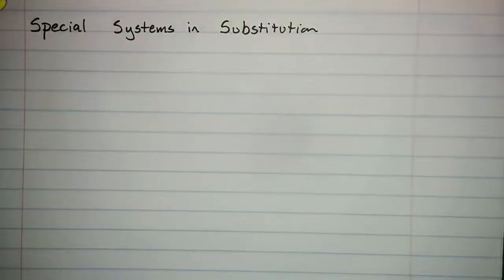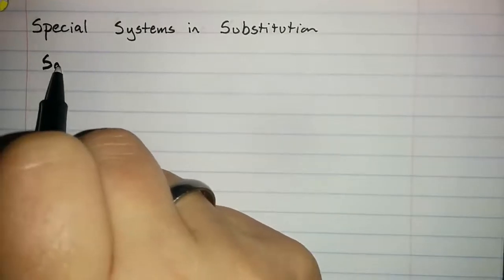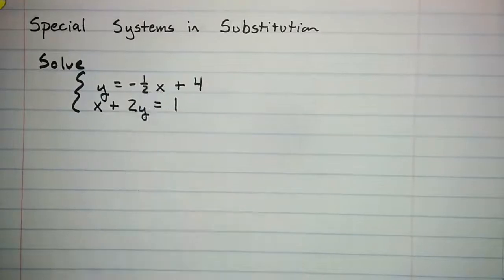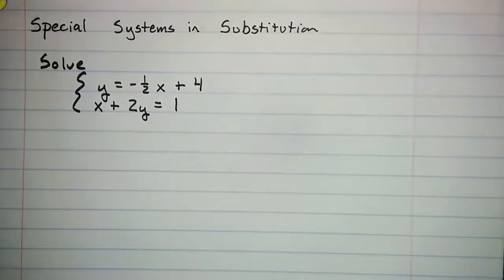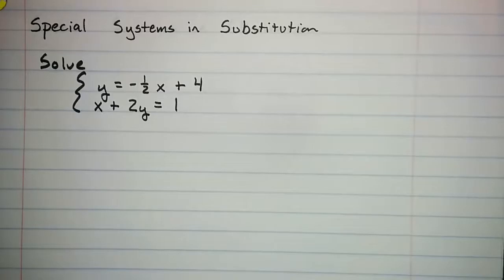Now, what about those special systems that we saw earlier? The ones where the two lines were parallel, or the ones where they were actually the same line? What happens with those when we're using the substitution method? Let's say we set out to solve the system y equals negative 1/2 x plus 4 and x plus 2y equals 1.